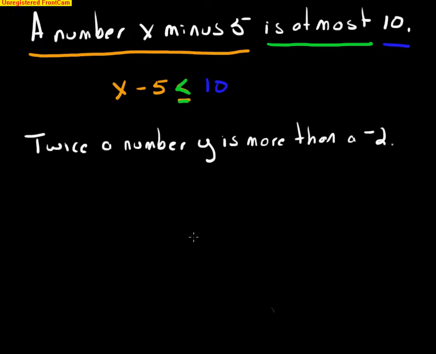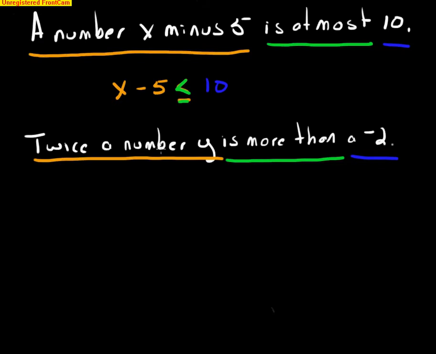Okay. So let's look at our parts of this. On the first part we have twice the number y, and then we have "is more than," and we have our negative 2. So we'll do this one in a little bit different order. We will do the first part first.